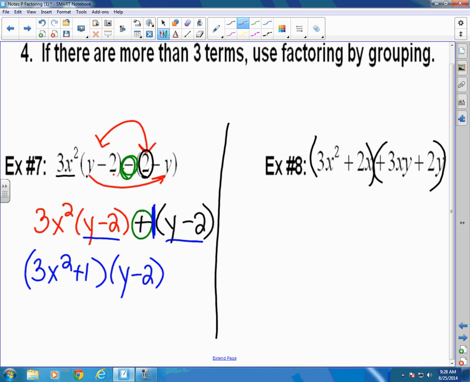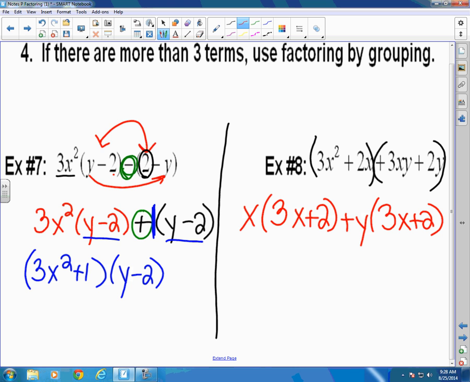And like we did with the AC grouping method, we're going to pull out what they have in common. So looking at the first two terms, they only have an x in common. That leaves me with the 3x plus 2. The second two terms only have a y in common, so I now have 3x plus 2.